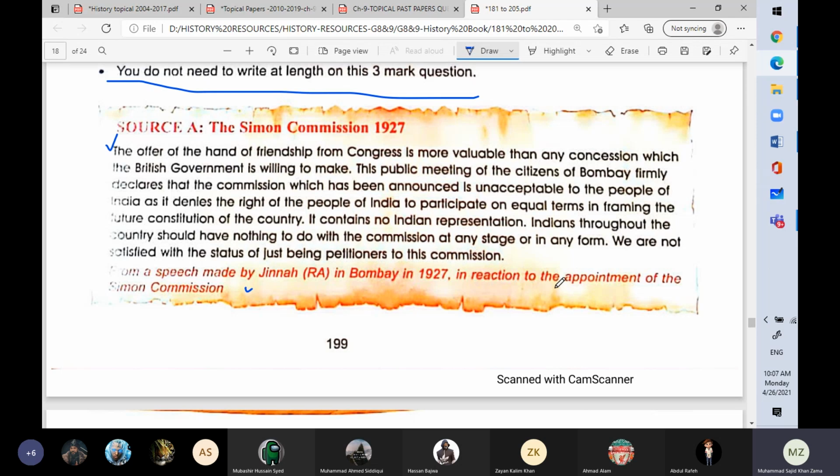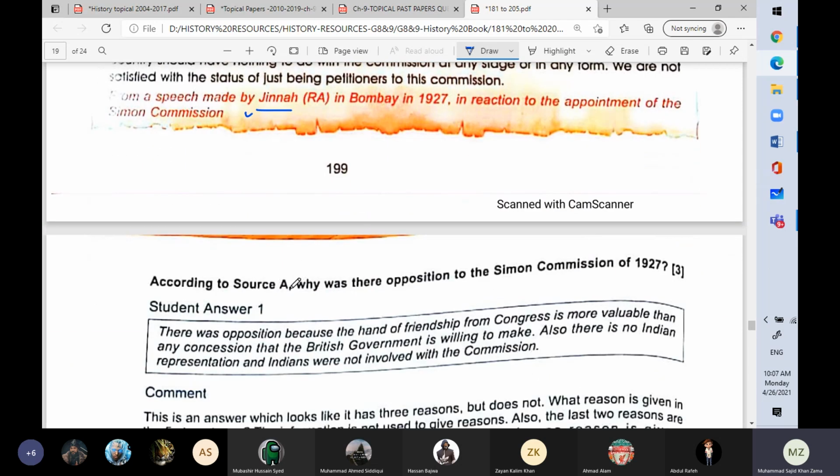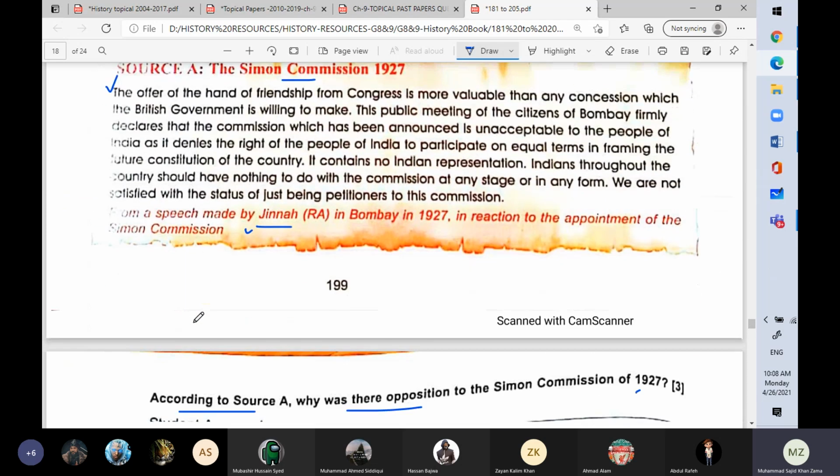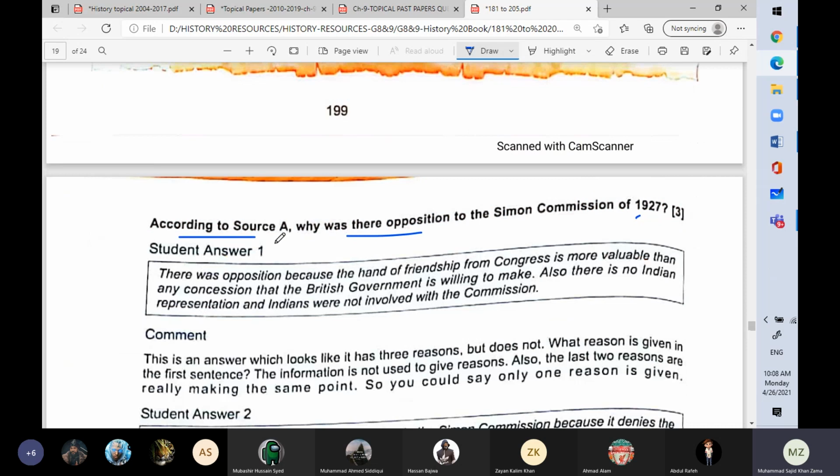So the source is read. The context is already developed that this is about the Simon Commission and Jinnah's speech. Now, the question says that according to source A, why was there opposition to the Simon Commission in 1927? Now, the source is there. So, the answer by student 1: there was opposition because the hand of friendship from Congress is more valuable than any concession that the British government is willing to make. Also, there is no Indian representation and Indians were not involved with the commission.